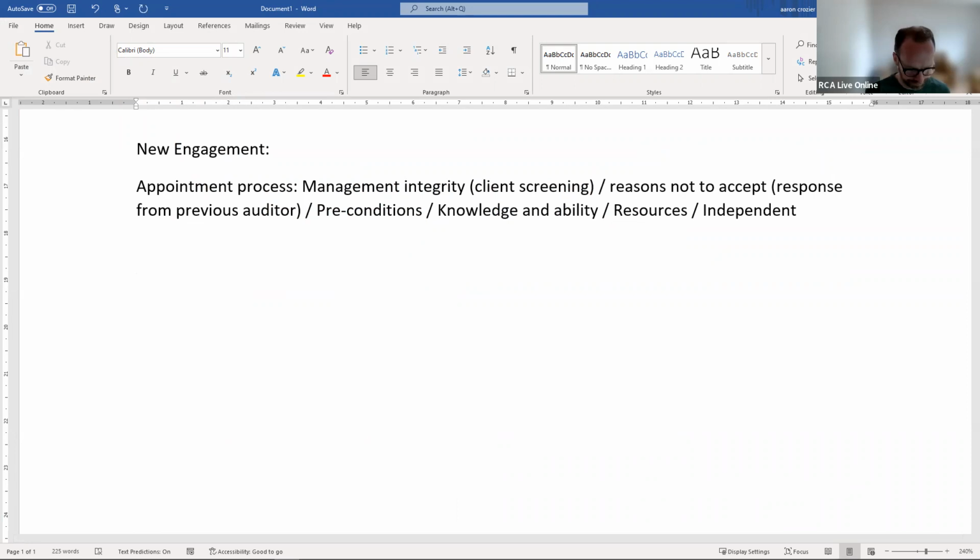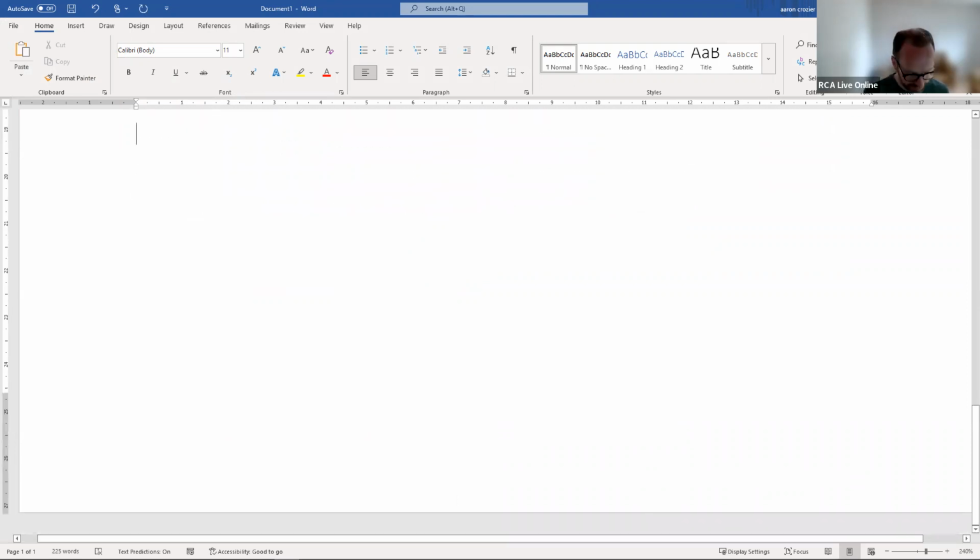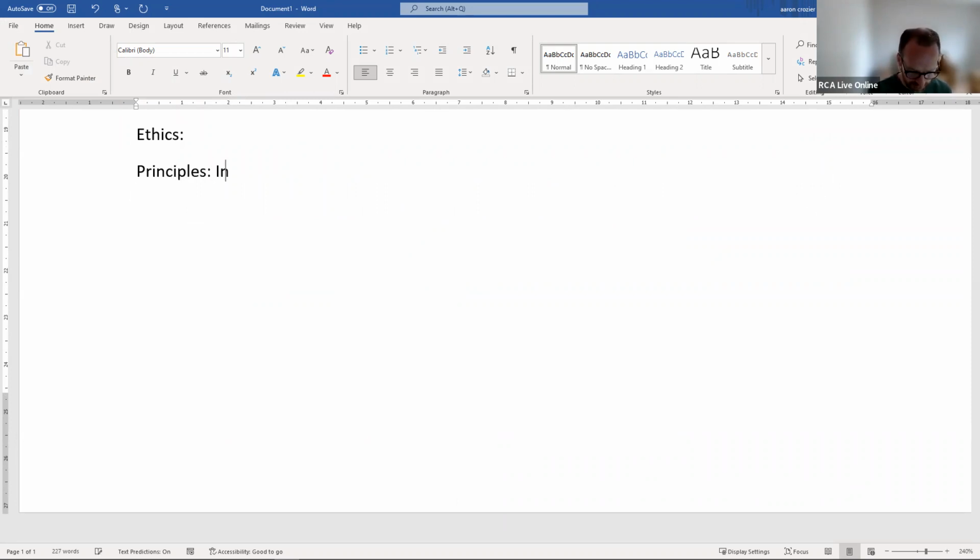Okay, ethics comes up all the time, either in the short form or in the long. We need to be able to deal with it. We need to know the principles. Okay, and the principles are integrity, objectivity, professional competence, due care, professional behavior, confidentiality.